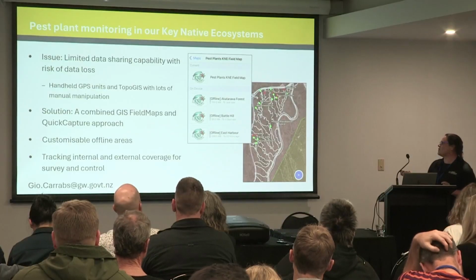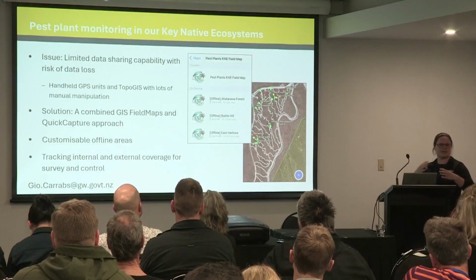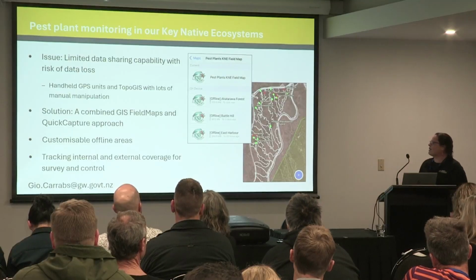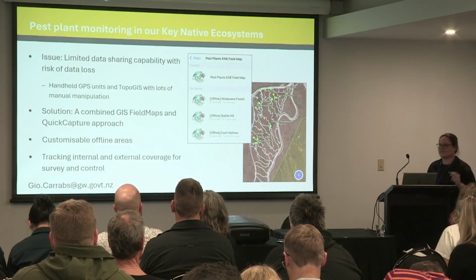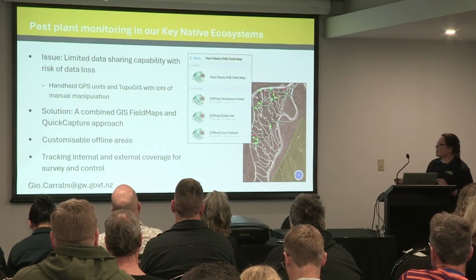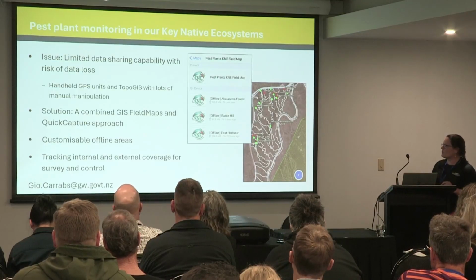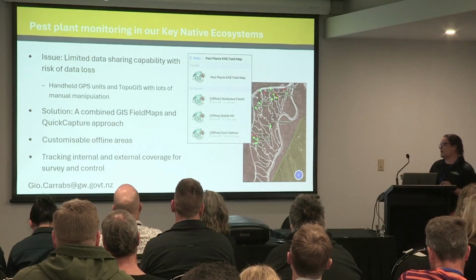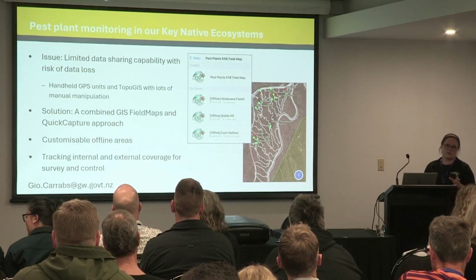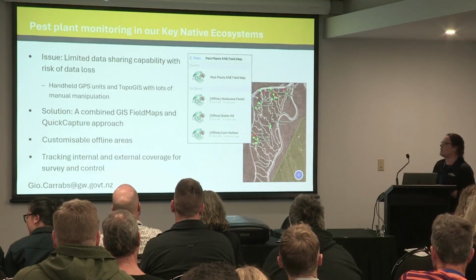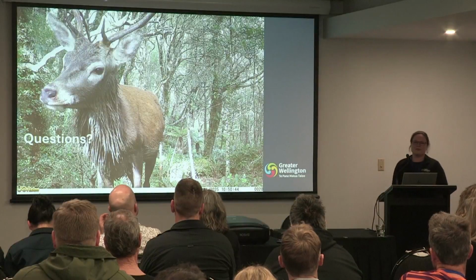And they also had a lot of issues with not having offline mapped areas. So they wanted to be able to go in as a team, do surveys, see where everybody else was going, and be able to really assess that their survey was thorough and their lines were more or less parallel as they could be. So he's gone with a combined GIS Field Maps and QuickCapture approach with those customizable offline areas, and tracking the internal and external coverage for survey and control. If anybody wants to chat more about this, I can answer a few questions, but otherwise I'm more than happy to direct you to Gio for further chats. Kia ora. Does anybody have any questions?